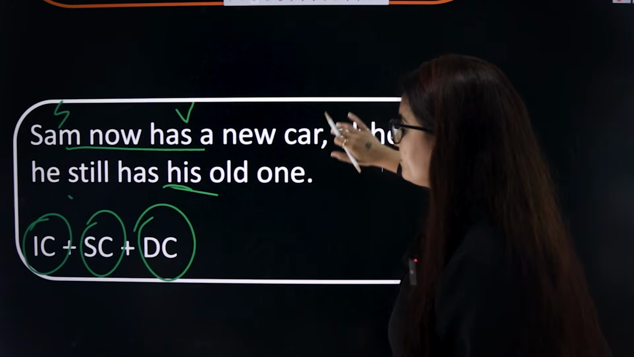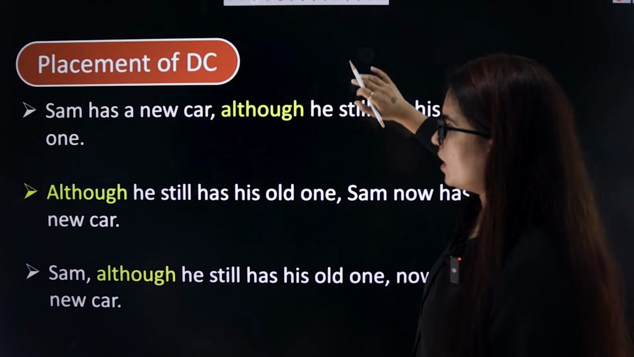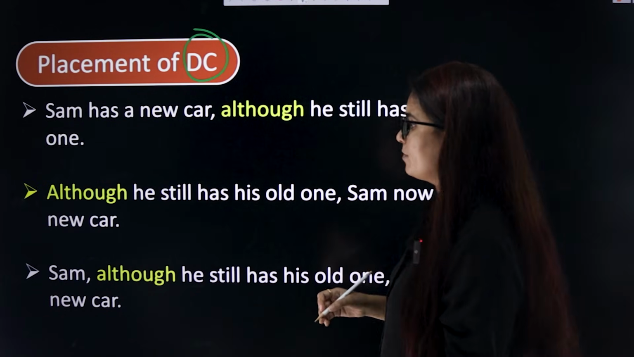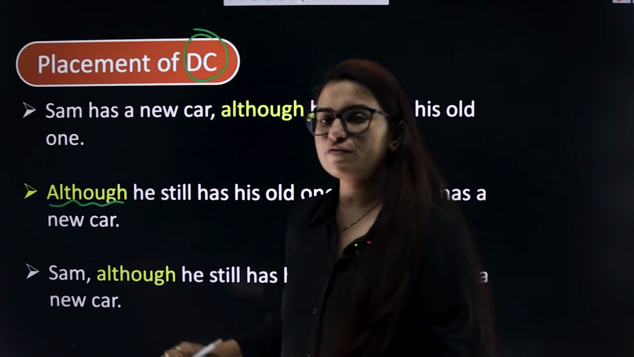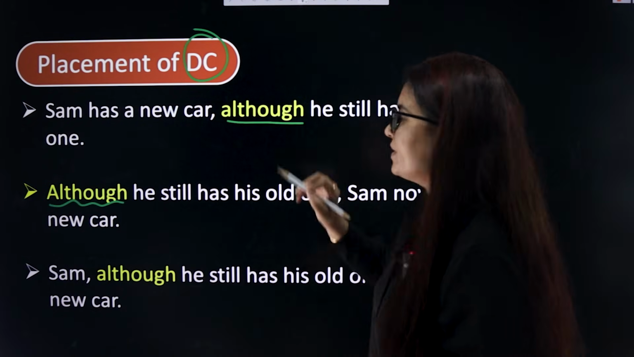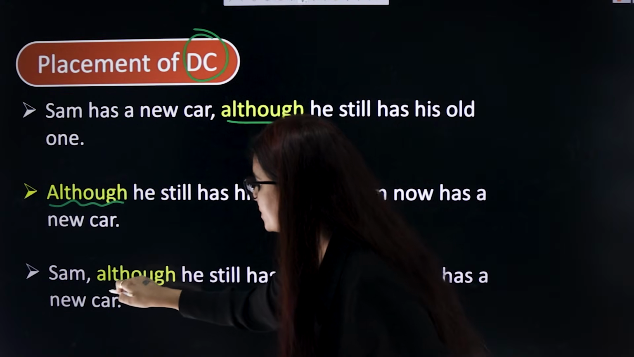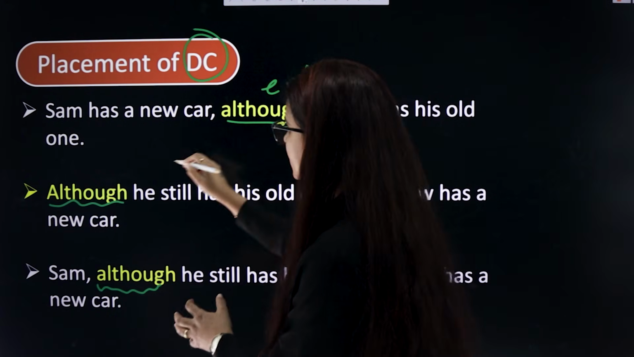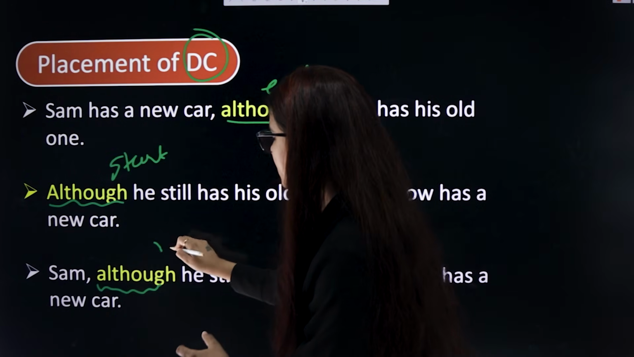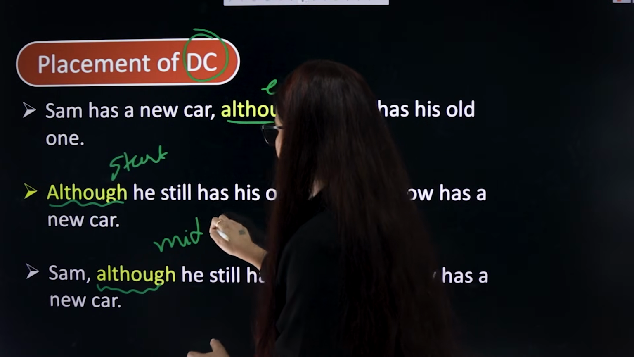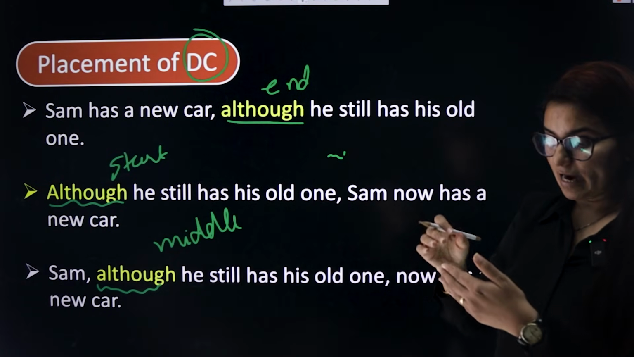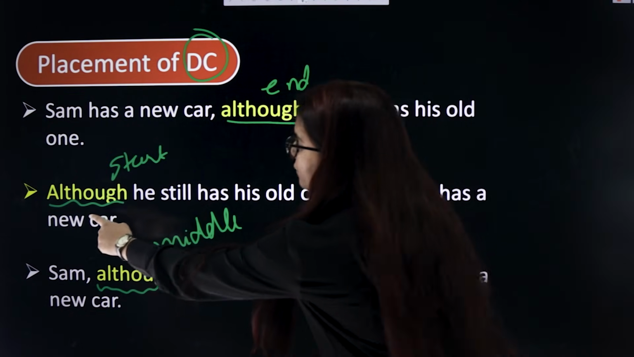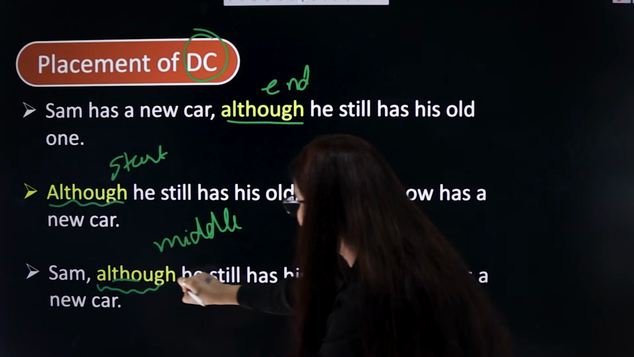Okay? Let's move on. We have a rule that you have to understand. Where can I write this? I have shown you examples. In the first example, "although" was coming in the front. In the second example, "although" was coming in the center. In the third example, it's coming in the end. In this, it's coming in the middle. Start, middle. So you can say that dependent clauses can come in the second part of the sentence, in the first part of the sentence, or in the middle of the sentence.